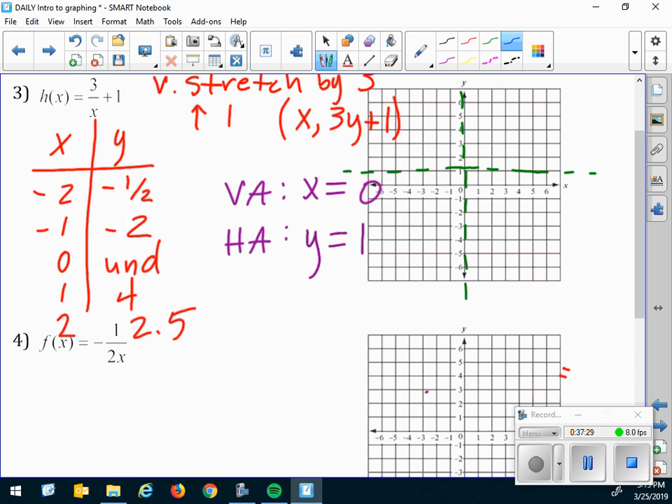Okay. Negative 2, negative 1 half, negative 1, negative 1, negative 2, 1, 4. And 2, 2 and a half. 1, 2 and a half. Now, if you'll notice, there's more space between the points than there was on the other graphs. That's because this one's got a vertical stretch.